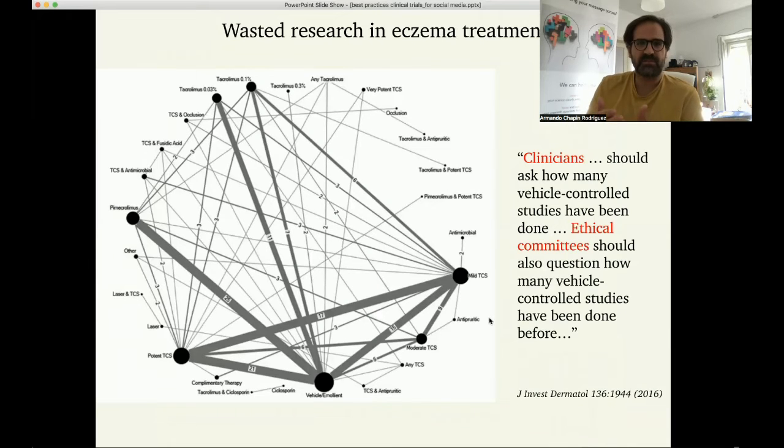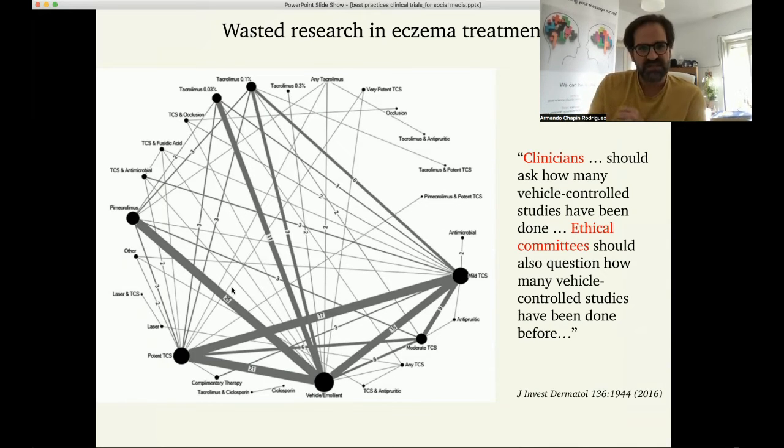Let's look at another example, this time from skin research. This figure comes from a sort of review looking at the research field on eczema treatments. And they do a kind of network analysis where they look at comparison studies that have been comparing one eczema treatment with another or one eczema treatment against placebo. What does the literature hold?